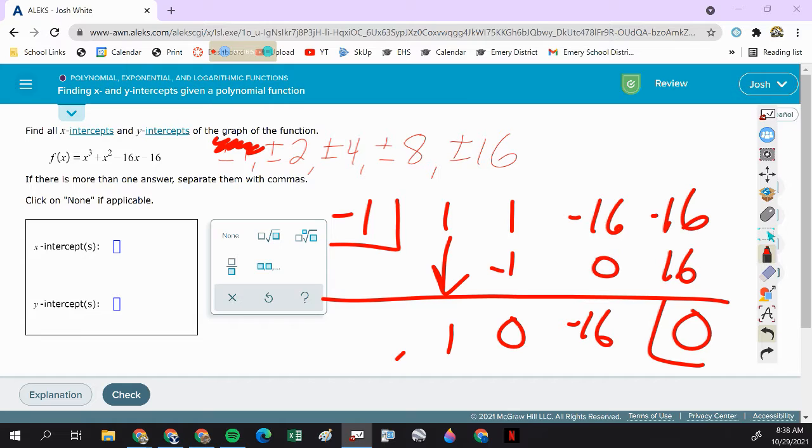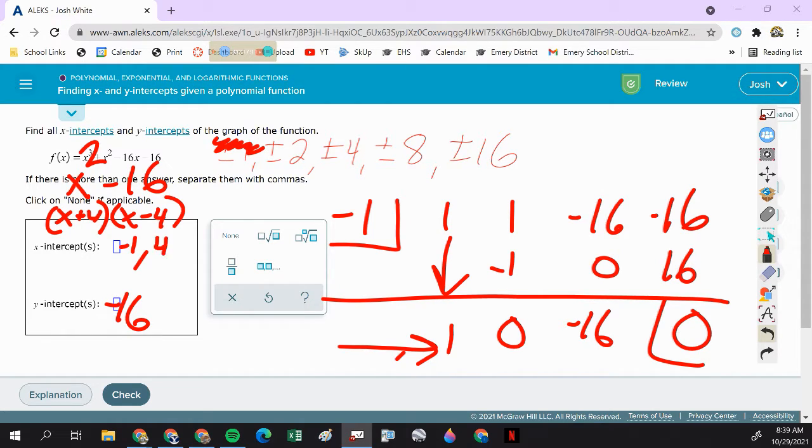So my y-intercept is negative 16. My x-intercepts are negative 1. And then I get a quadratic equation here, x squared minus 16. How does that factor? X plus 4 and x minus 4. So 4 and negative 4 are the other 2 roots. Okay.